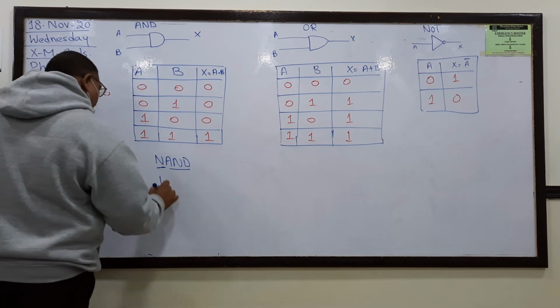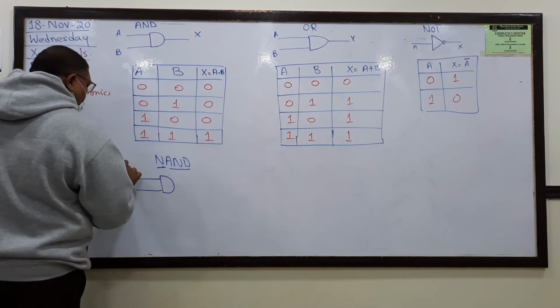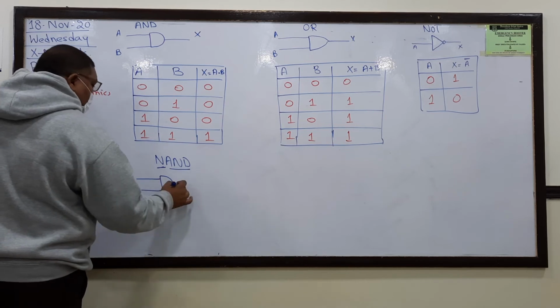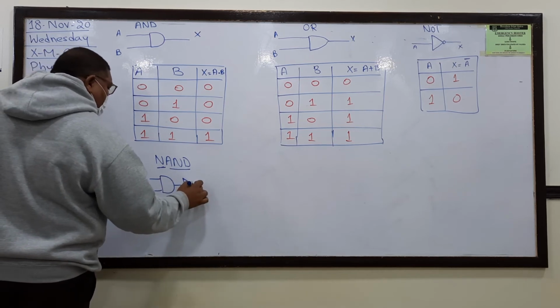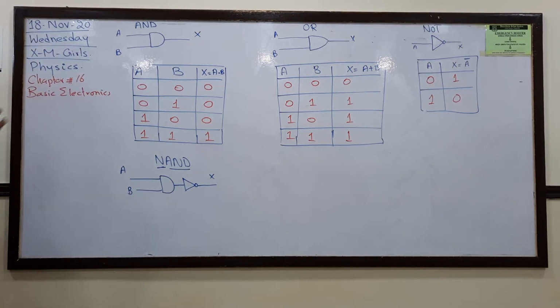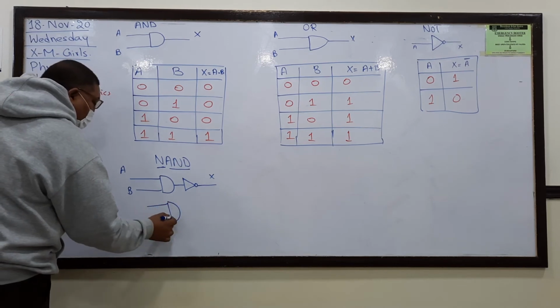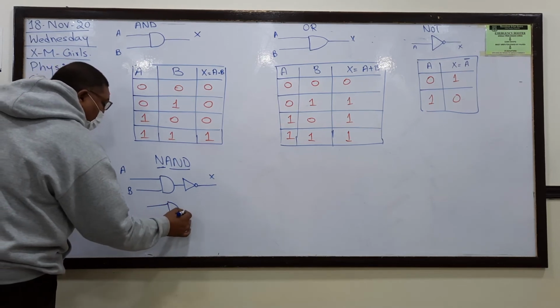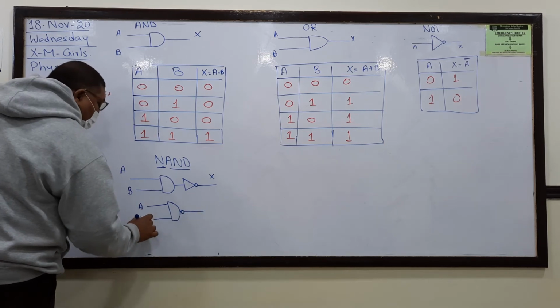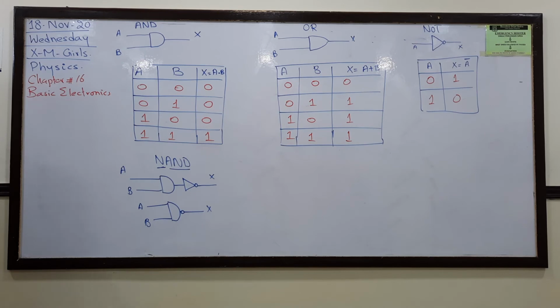Okay? It's normally represented like this. There are two inputs, A and B. Then it is fed to a NOT gate, and then you get your final output. This is normally represented in a single diagram also. We represent it by putting a circle here. Both diagrams are used to represent the NAND gate, meaning AND gate and NOT gate.